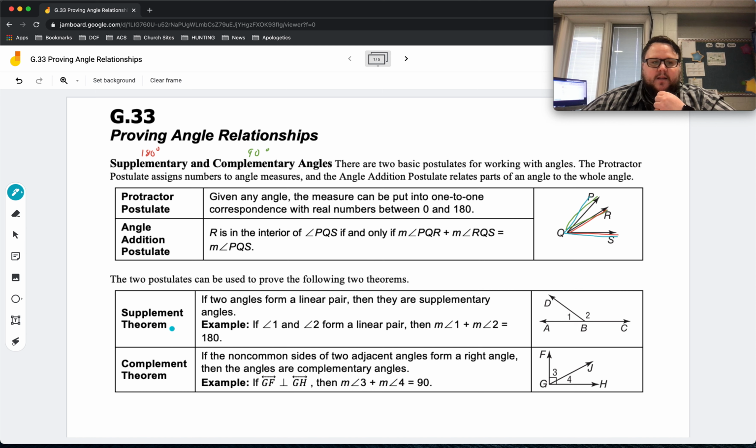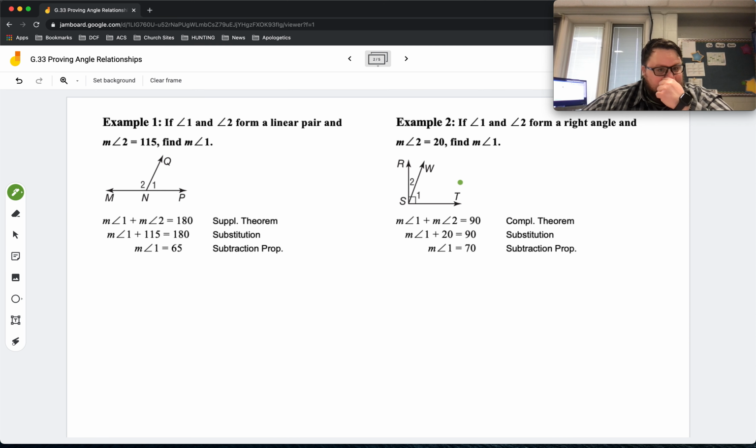The supplement theorem: if two angles form a linear pair, then they are supplementary angles. Forming a linear pair means their non-common sides form a line. So angle 1 and angle 2 form a linear pair here. Complement theorem: they add up to 90 degrees. If the two angles form a 90-degree angle, then angle 3 plus angle 4 would have to equal 90 degrees. So let's look at these two examples.